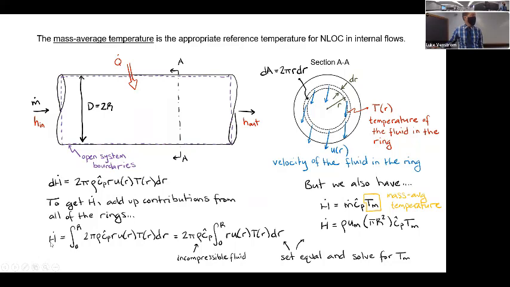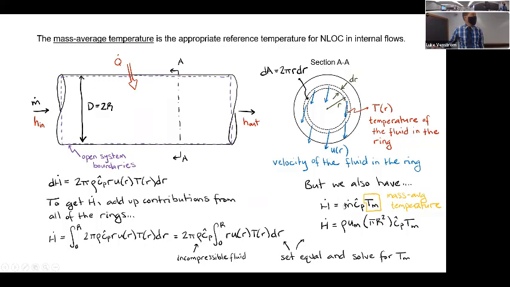To go from dH to H, we integrate with respect to r, from the center line to the tube wall. And if we have an incompressible fluid, there are lots of constants in here. 2 pi is a constant, density is a constant, specific heat is a constant. All that gets pulled out of the integral and sits in front. Okay. But we don't want to have to do this all the time, right?